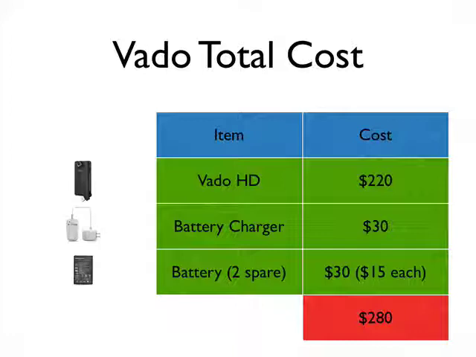So what's the total cost of using the Vado? Well, the camera itself is about $220, but I said you're going to need to use external batteries. Now you can charge the batteries from within the camera, but a more sensible approach is to get an external charger. This will cost you $30. Then in terms of spare batteries, you're going to be spending again $30, that's $15 each, which brings us to $280. But that's not the only cost you're going to incur, because you will need to use a tripod.